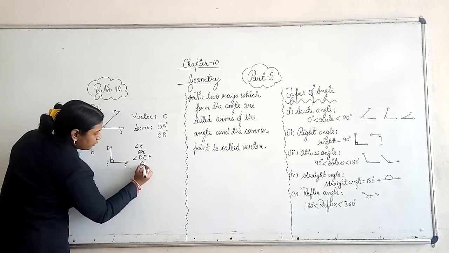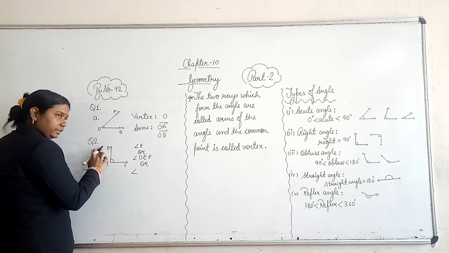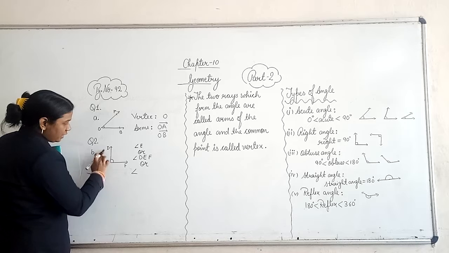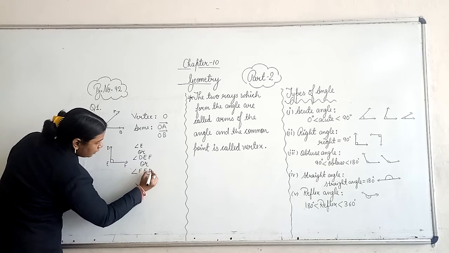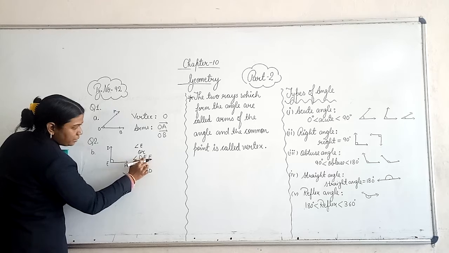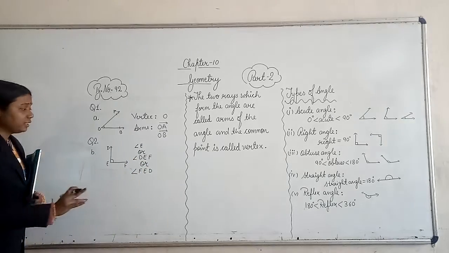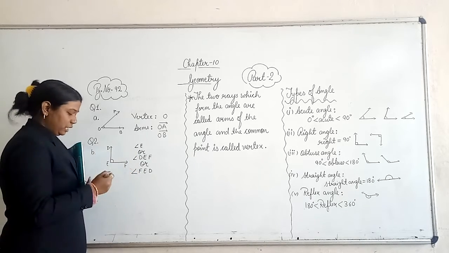Third way, instead of taking this arm, let me take this. So I can write it as F E D. Angle F E D. You can see बस यहाँ पे हमने इसको reverse कर दिया है. The order we have just reversed, but the vertex will be in the middle. So this is how you can label.